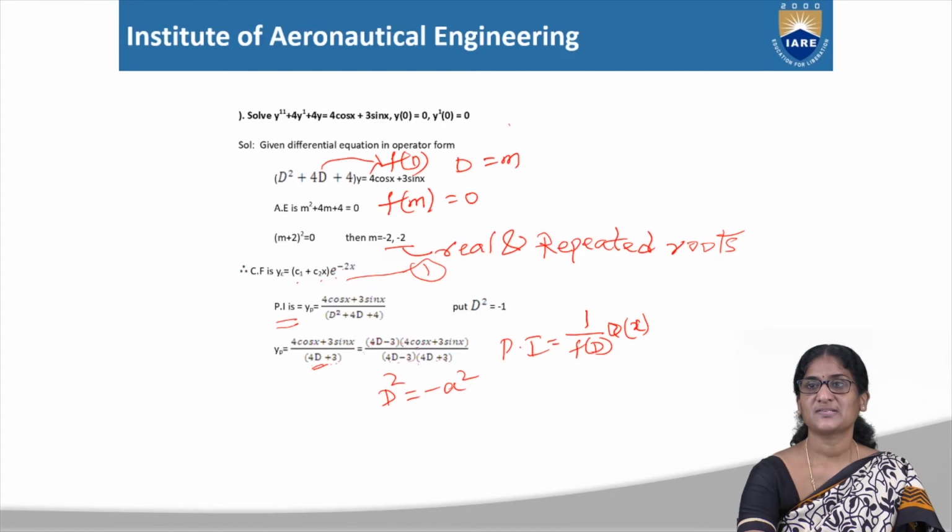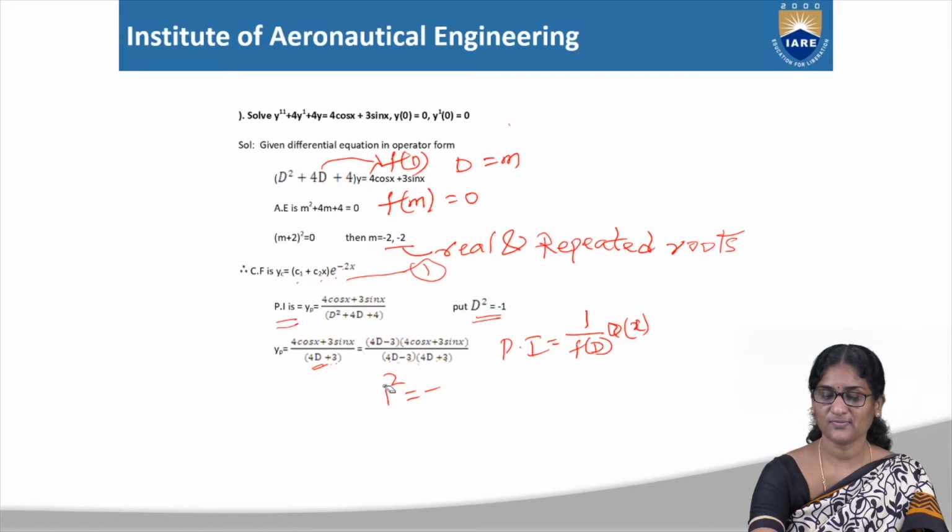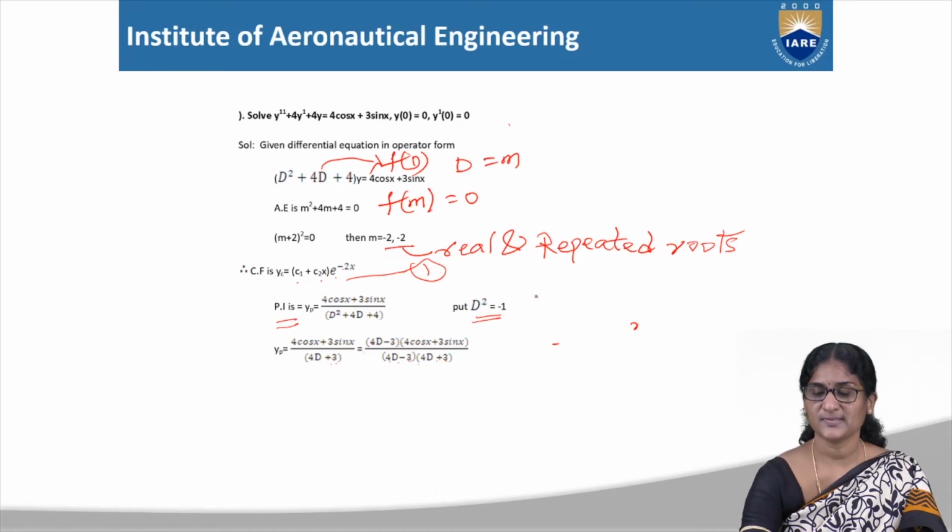Okay, 4D plus 3. And how have I got this? I have got it by substituting D squared is equal to minus 1. If you substitute D squared is equal to minus 1, what are you going to get here? Let's see once again how you are going to get it.